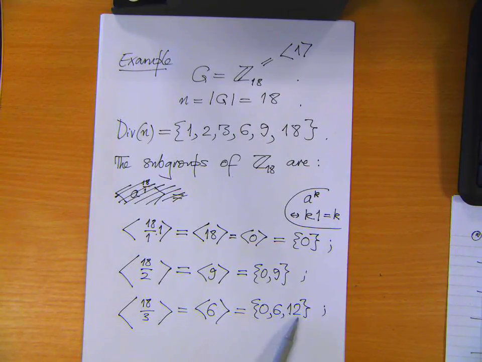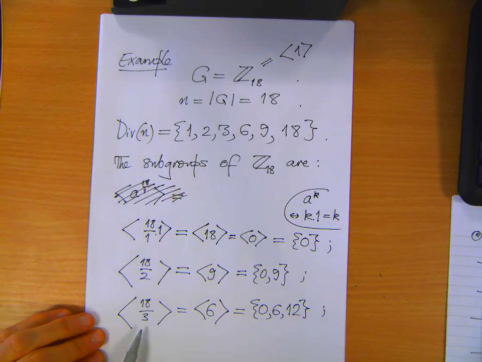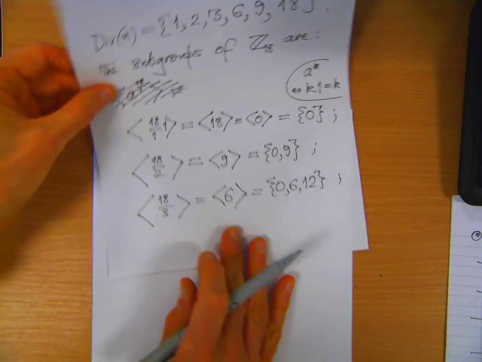So it's actually isomorphic to integers modulo 3. It's generated by 6, but in fact, as you will see quite easily, it's also generated by 12. Because if we do 12 plus 12, we get 6 modulo 18. And then 12 plus 12 plus 12 will give you 0. So let's carry on this pattern.